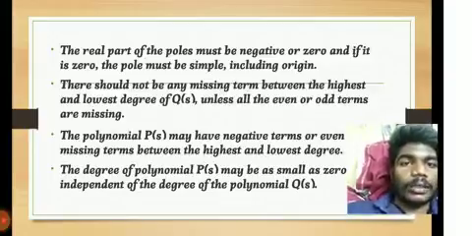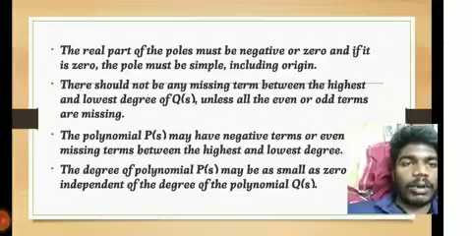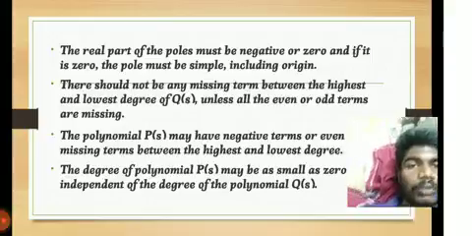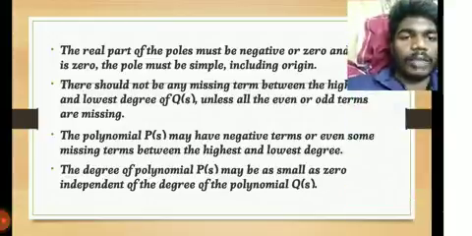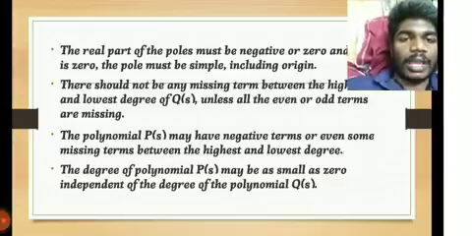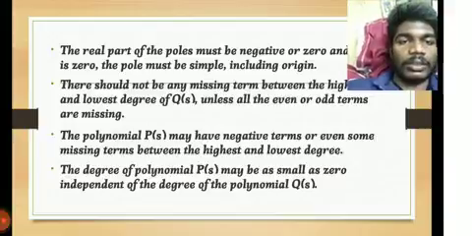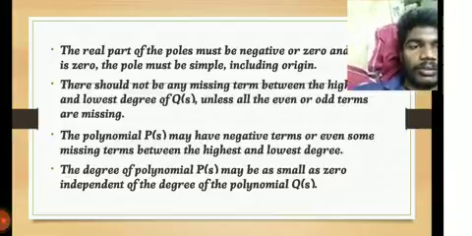There should not be any missing term between the highest and lowest degree of Q of S, unless all the even or odd terms are missing. The polynomial P of S may have negative terms or even some missing terms between the highest and lowest degree. The degree of the polynomial P of S may be as small as 0, up to the degree of the polynomial Q of S.